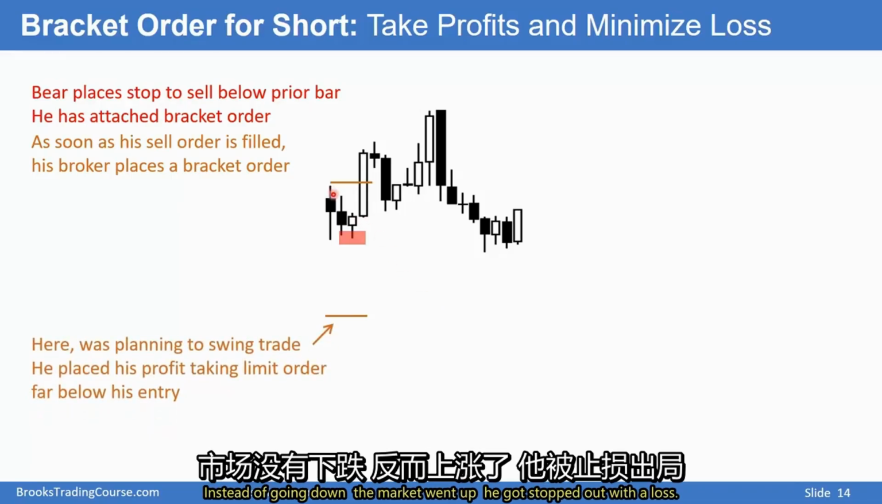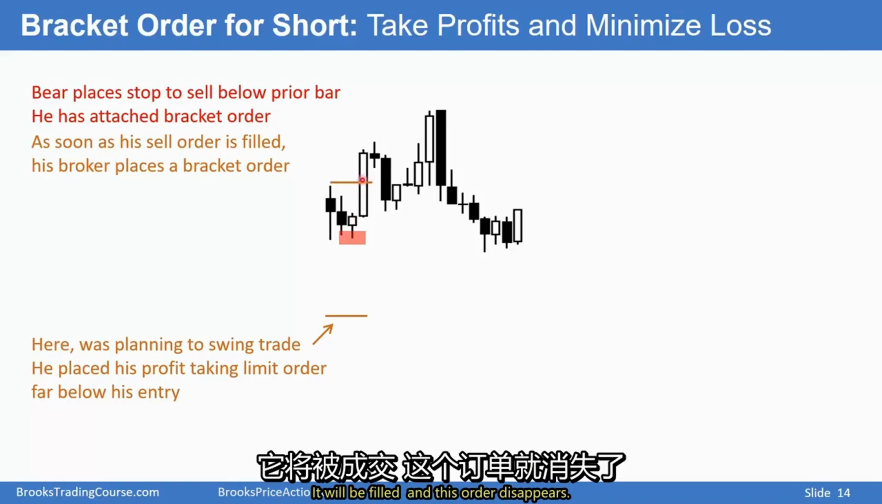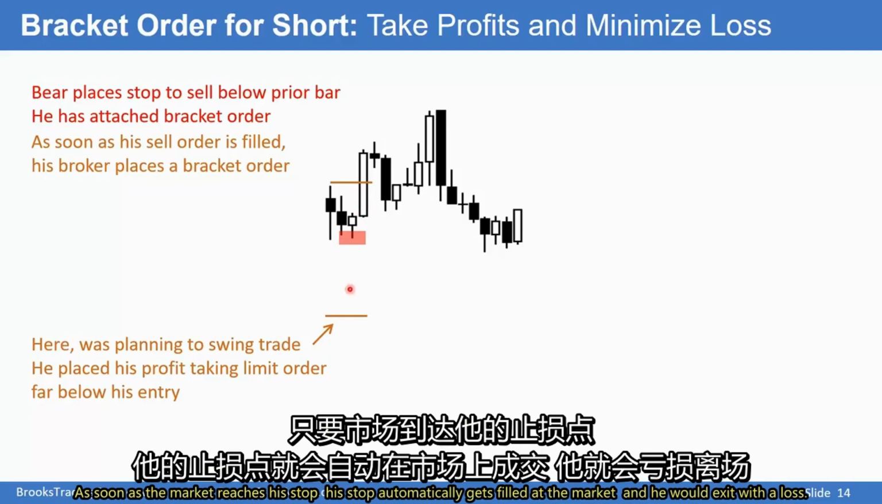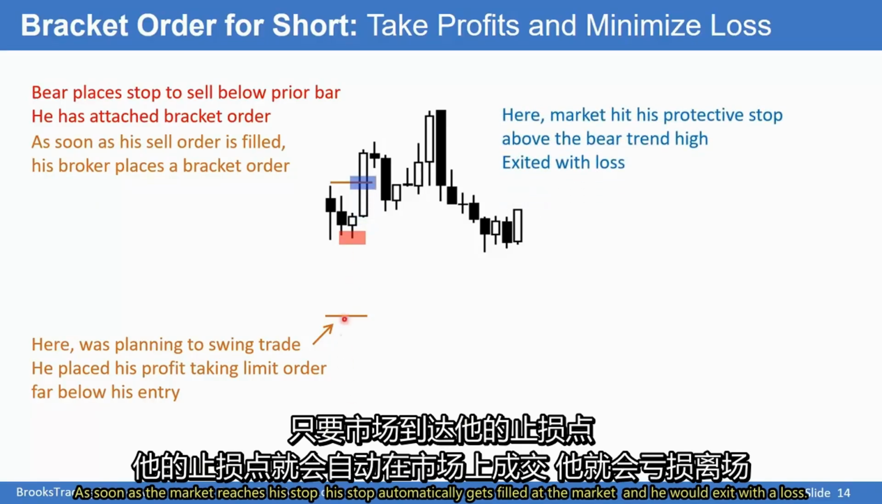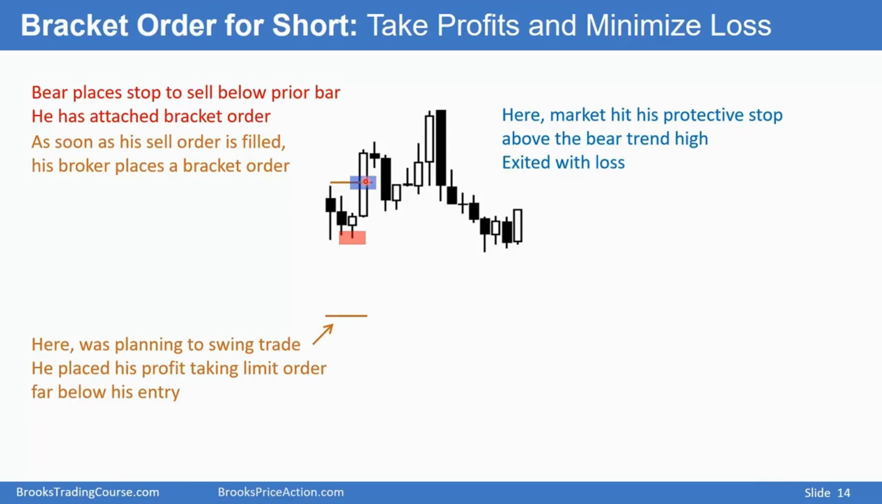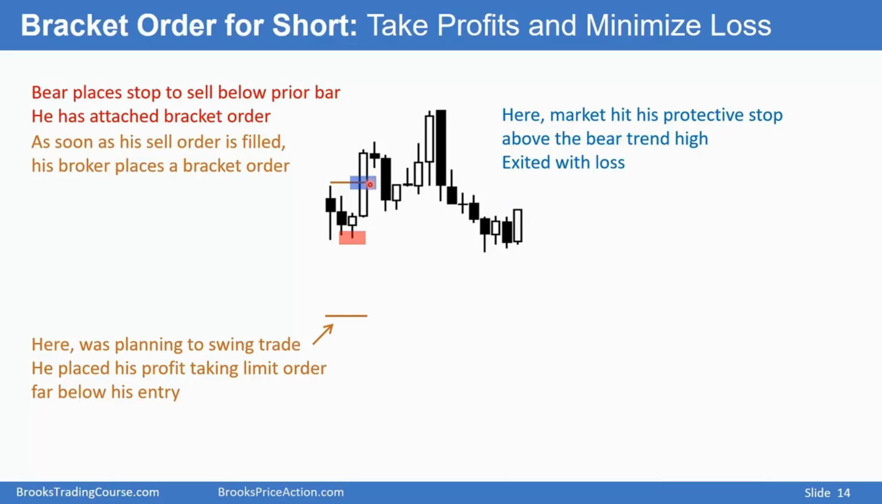In this particular case, let's say he was trying to get out here. Instead of going down, the market went up. He got stopped out with a loss. He sold here. He got stopped out here. This order then disappears. As soon as the market reaches his stop, it automatically gets filled at the market, and he would exit with a loss. However, the stop protected him from a much bigger loss.